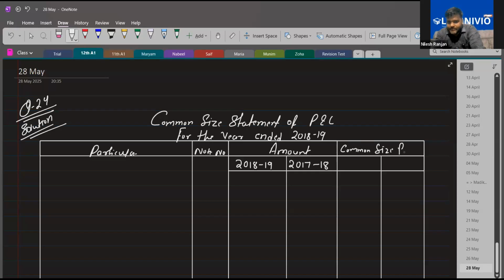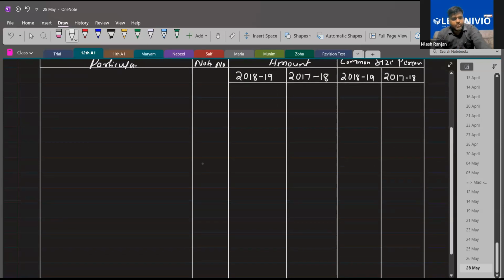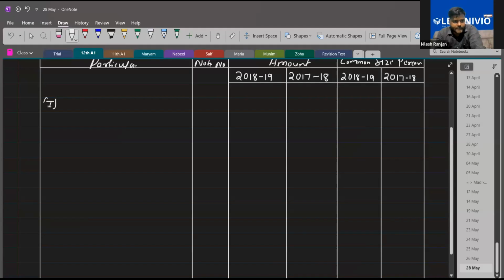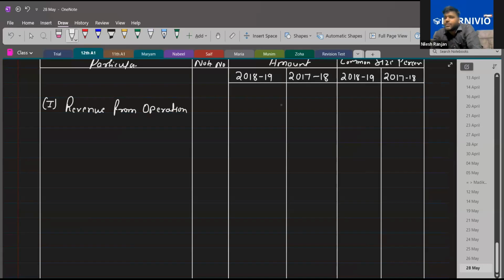Common size percentage, 2018-19 and 2017-18. So the first part is income. We have to write revenue from operation. Always remember to complete the statement of profit and loss part first. The calculation, the percentage part or comparative part will be done later. So revenue from operation is 20 lakh and 10 lakh.